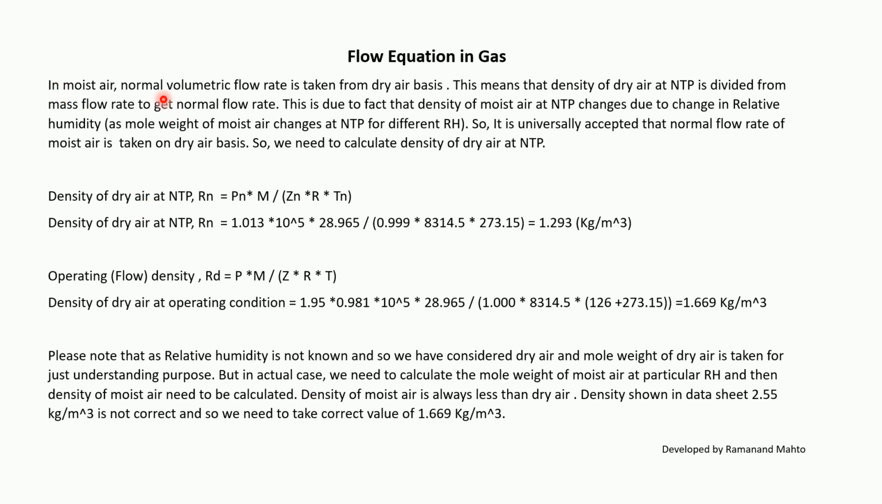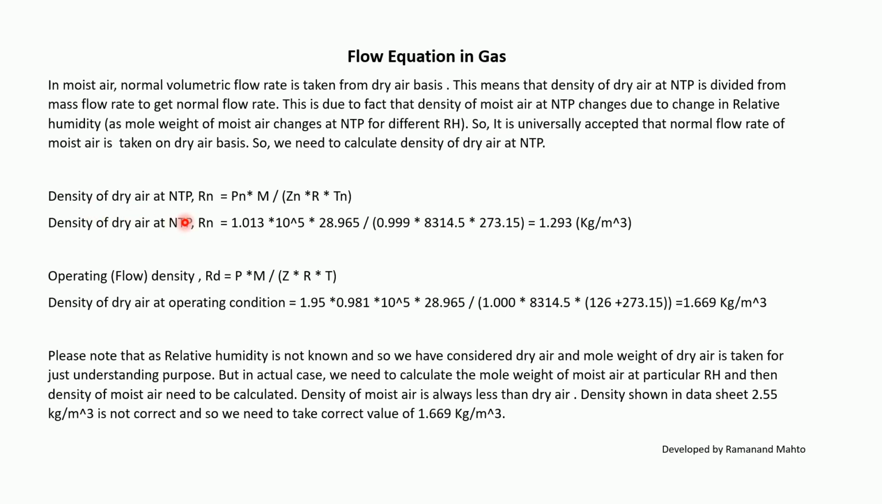In moist air, normal volumetric flow rate is taken on the dry air basis. This means that the density of dry air at NTP is divided from the mass flow rate to get the normal volumetric flow rate. This is due to the fact that the density of moist air at NTP changes with relative humidity, as the molecular weight of the moist air changes at NTP for different RH. So it is universally accepted that the normal volumetric flow rate of moist air is taken on the dry air basis. So we need to calculate the density of dry air at NTP.